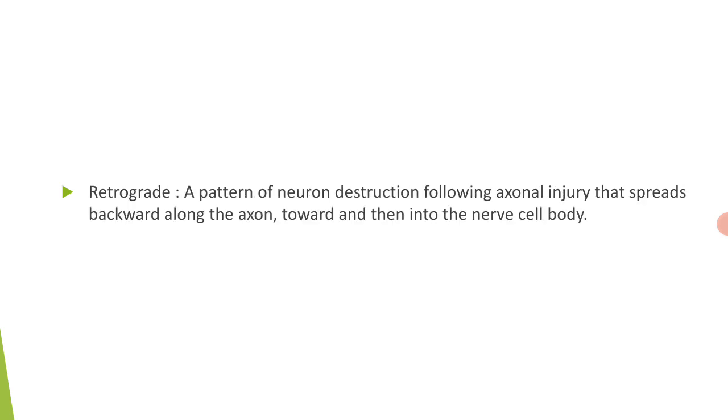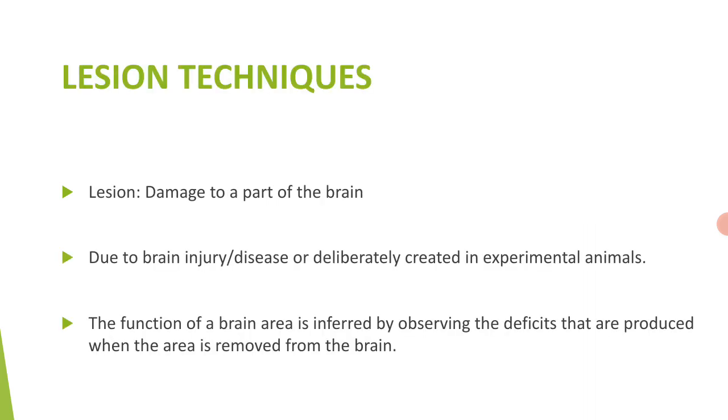Another type is the retrograde degeneration, and this is the reverse of anterograde degeneration. Here is a pattern of neuron destruction following axonal injury that spreads backward along the axon toward and then into the nerve cell body. So the effect of injury does not spread forward, rather it spreads backward along the axon and moves toward the nerve cell body. So this is the difference between anterograde degeneration and retrograde degeneration.